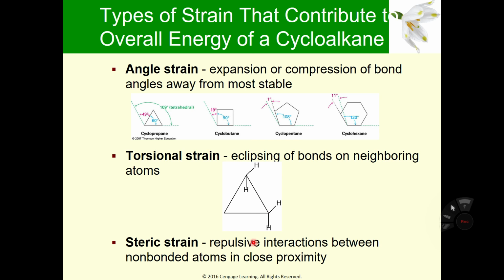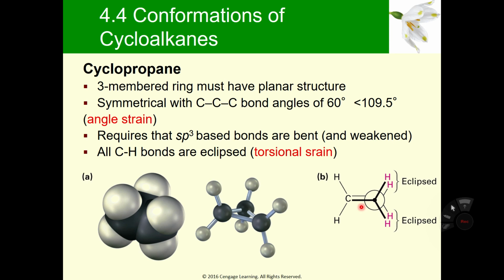Steric strain is a repulsive interaction between non-bonded atoms in close proximity. That means steric strain is due to the bulkiness of an atom or atomic groups, right? Let's take this example for other cases. And also, we use this concept for the analysis of the conformation of cycloalkanes.